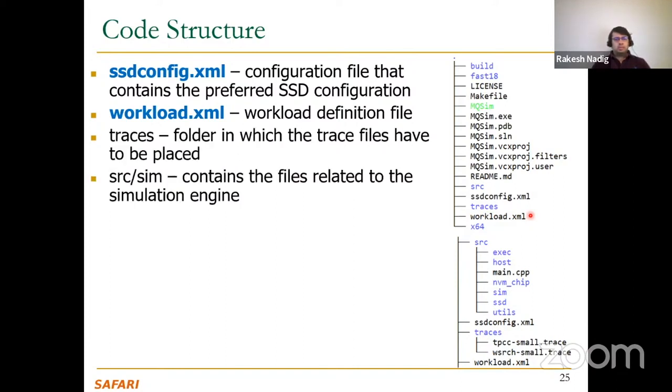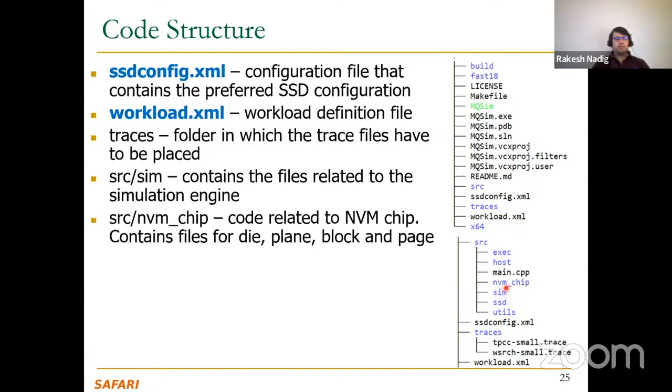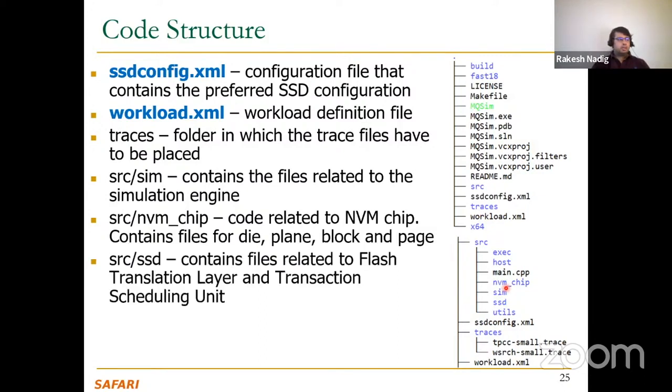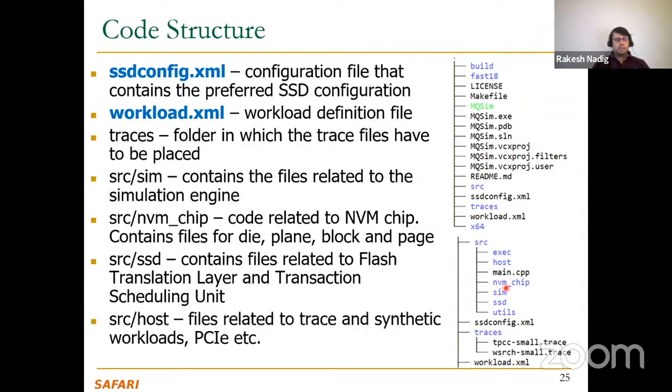Then we have the traces folder, which is where the traces are kept, if we need to use a trace-based workload. And then we have the source folder where you have a bunch of folders inside. The sim folder contains files related to the simulation engine. The NVM chip folder contains code related to the NVM chip, mostly the backend of the SSD, and it contains files for die, plane, block, and page. The SSD folder inside the source folder contains files related to the flash translation layer and the transaction scheduling unit. And the host folder contains files related to trace-based workload generation and synthetic workload generation, and also the PCIe protocol, which connects the host to the SSD.